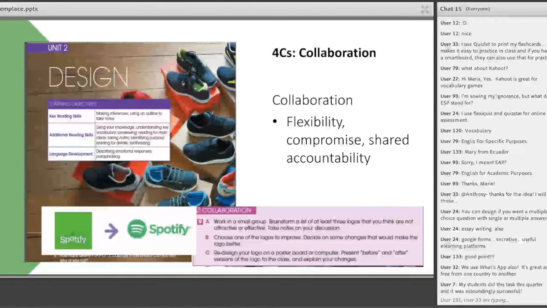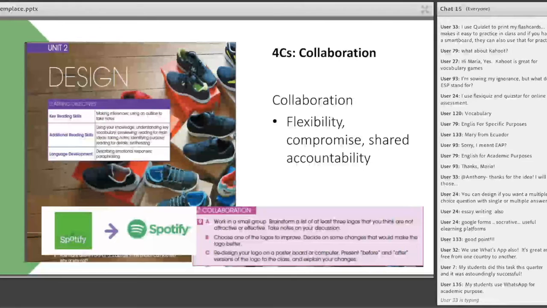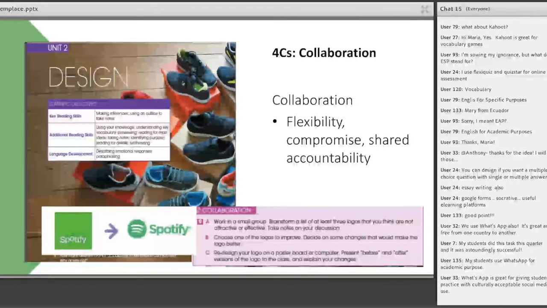So this is just an example from Prism Reading. And you see students are working on design, and here they have to work in groups, and they have to redesign a logo, and they have to present it. So again, they're going to have to be flexible because they have to negotiate. They're going to have to compromise because somebody may not get their idea. And there's going to have to be some shared accountability there. Who's going to take care of what?